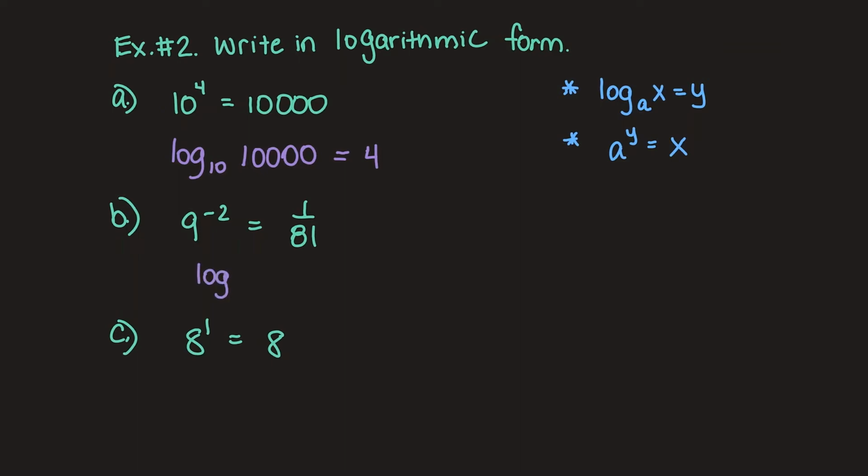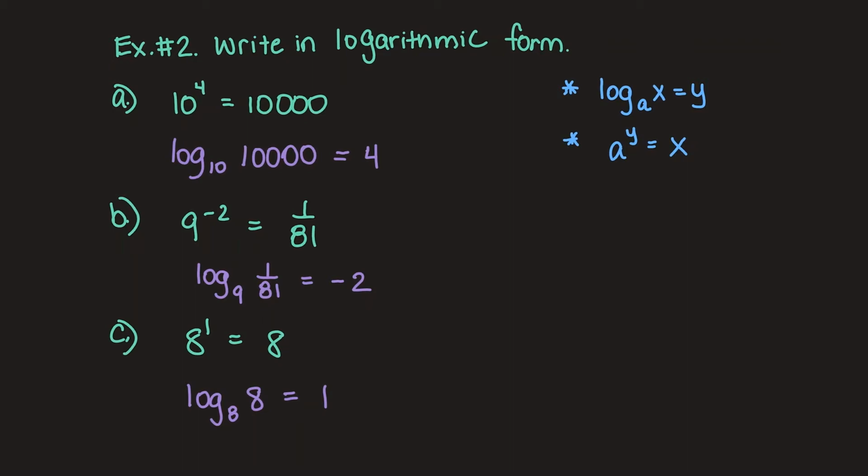We do the same thing for the next example. Starting with the base, this will be log base 9. The input of the log will be what the exponential expression equals, so 1 over 81. And then this will equal the exponent of the base, so -2. The same follows for the last example. So starting with the base, this will be log base 8. The input of the log will be what the exponential expression equals, so 8. And then this will equal the exponent of the base, which is 1.